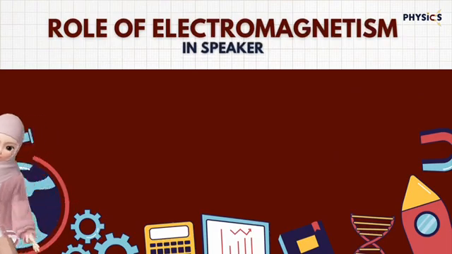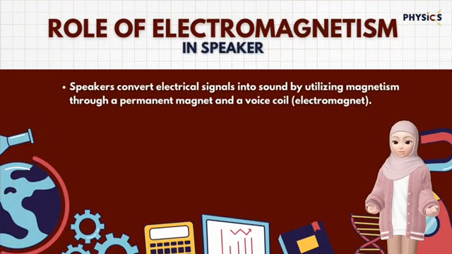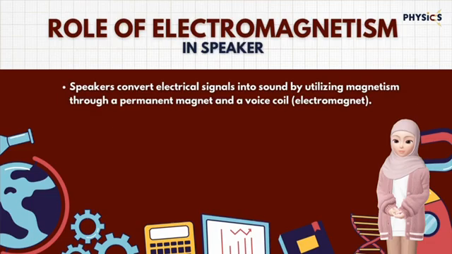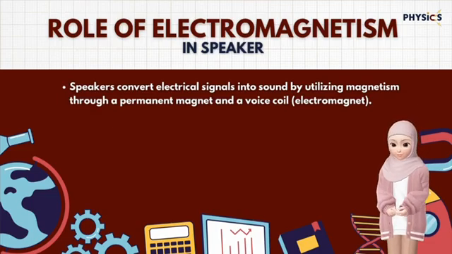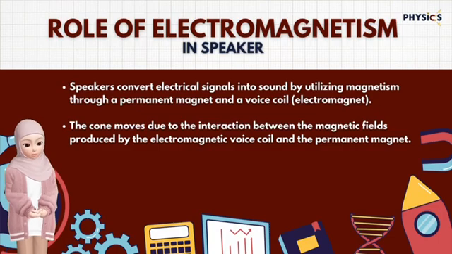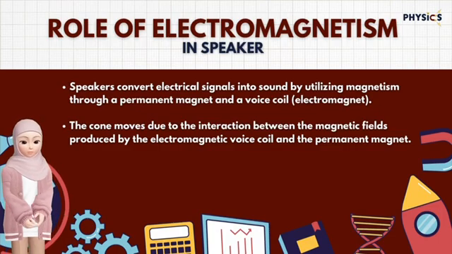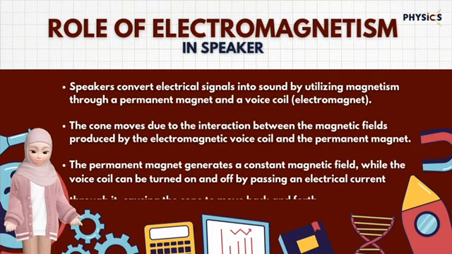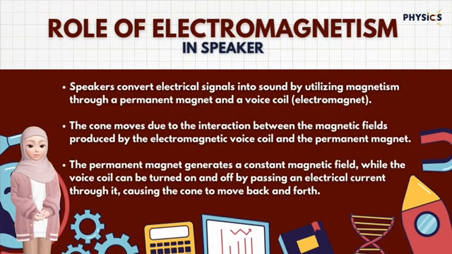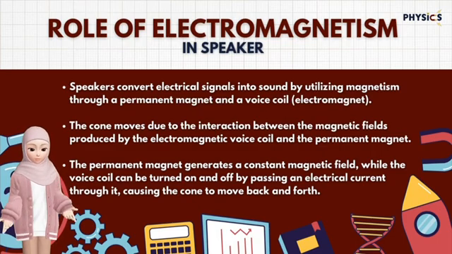Let's find out. Firstly, a speaker converts electrical signals into sound by utilizing magnetism through a permanent magnet and a voice coil that becomes an electromagnet when current flows through it. Secondly, the cone moves due to the interaction between the magnetic field produced by the electromagnetic voice coil and the permanent magnet. Lastly, the permanent magnet generates a constant magnetic field, while the voice coil can be turned on and off by passing an electrical current through it, causing the cone to move back and forth.